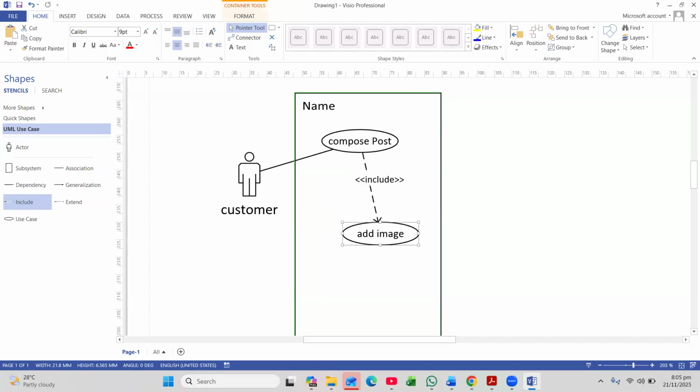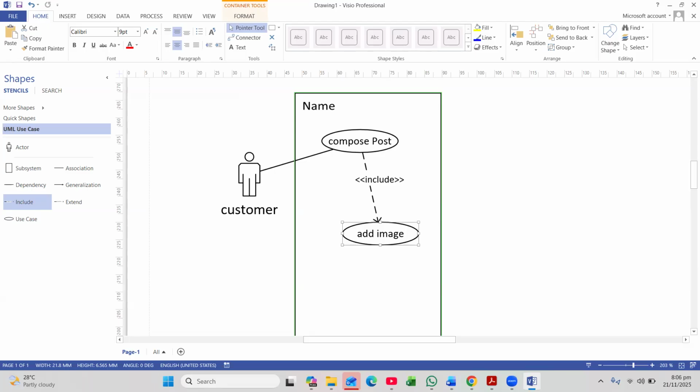Now, why is the line going from the use case to another use case? Why isn't there a line from the customer to the add image? Because we are saying that when you go and make a post, included in making the post, you can add your image. It is at this point where you, as a software engineering student, your mind should start to grow and you should start seeing things.